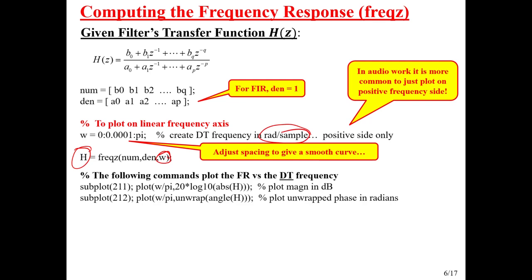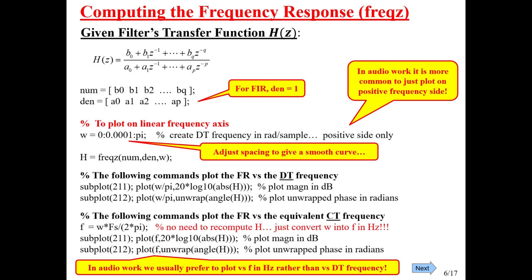Now I'm going to plot it. So I'm again doing two subplots. I do my usual normalization. I do magnitude, 20 log 10 to get it in dB. I do the angle, and I do the unwrap to get the unwrapped phase in radians. If I want to see it in degrees, I would multiply this whole result by 180 divided by pi. Now, I rarely, if ever, really want to plot it versus discrete time frequency in radians per sample. Just showing that for completeness here.